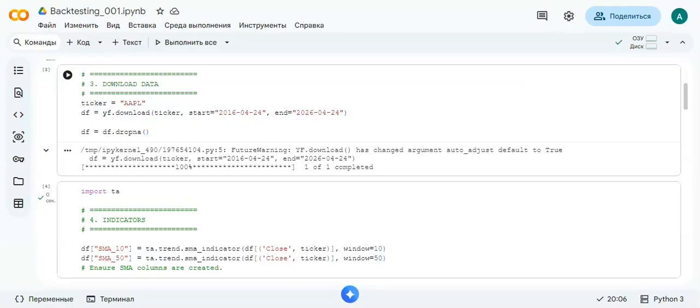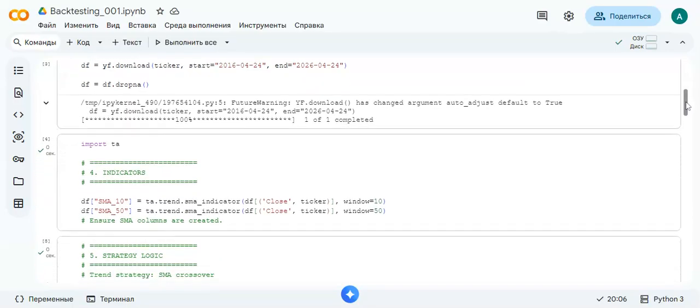So today we're considering Apple stock as a starting point, and we downloaded it from the Yahoo Finance platform. For the starting date, I picked the most possible historical data, 10 years. So from the most available data, 24th of April 2016 to 24th of April 2026. So exactly 10 years of data. And we are also using this dropna function to consider only the data which is available, right?